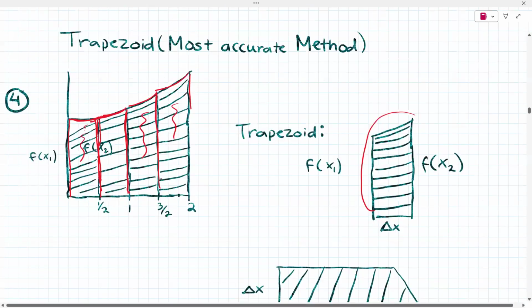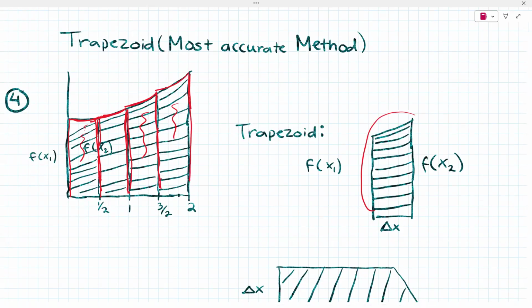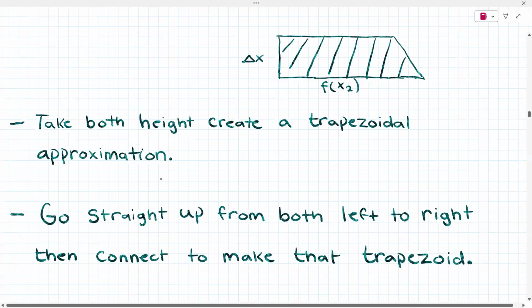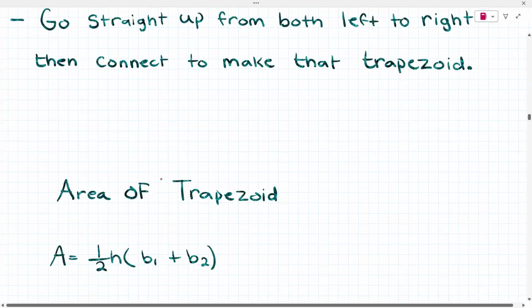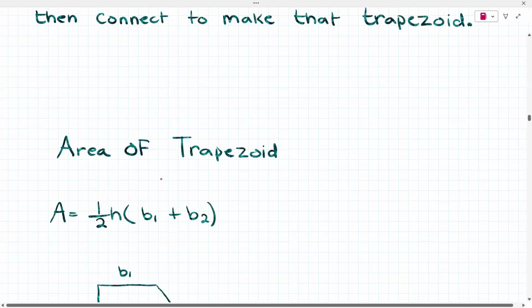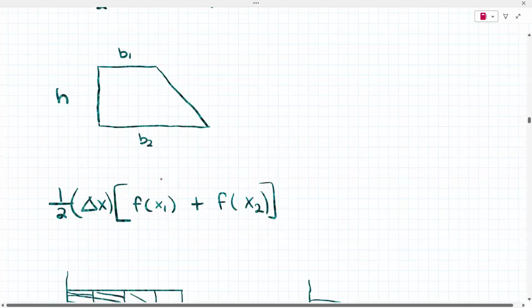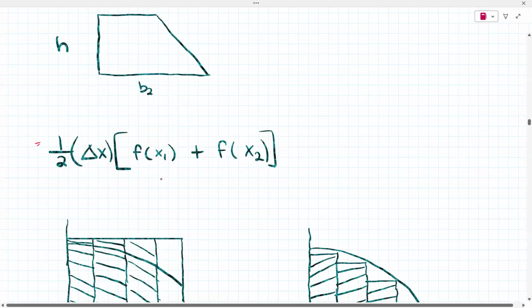3/2, make a little curve and go down. And 2, curve and go down. Okay, so we did that. And we know that the area of a trapezoid is you add up both bases, b1 and b2, multiply by the height and divide by 2. So you can also express it like this.